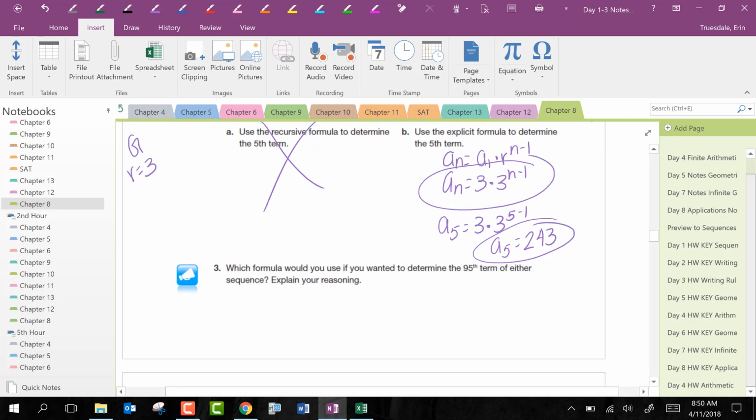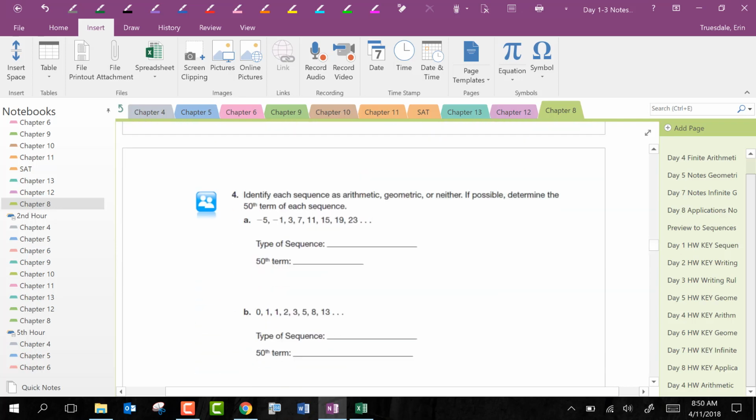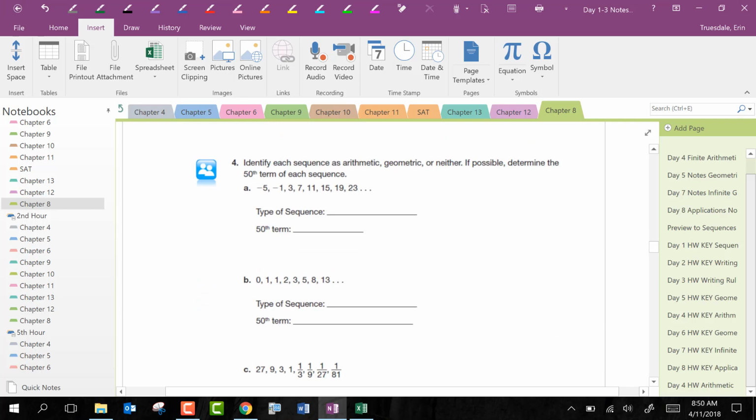Okay, so let me ask you this question. Which formula do you think you'd want to use to determine the 95th term of either sequence? Do you want to use the recursive formula or the explicit formula? Explicit, right? Because then you can just plug 95 in and you don't have to generate all 94 terms before you get the 95th. Hopefully you see the benefit in creating the rule.